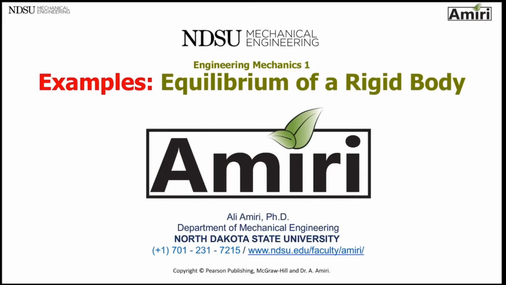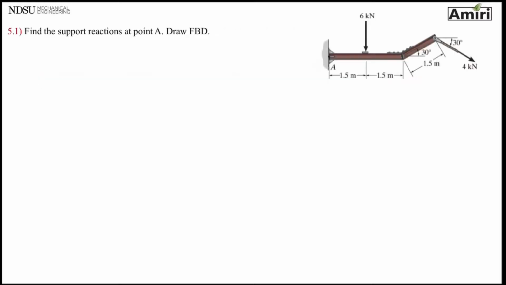Hello and welcome. In this video, I will go over some examples of equilibrium of a rigid body. All of the examples are going to be in 2D. So the first example asks us to find the support reactions at point A and also draw the free body diagram.